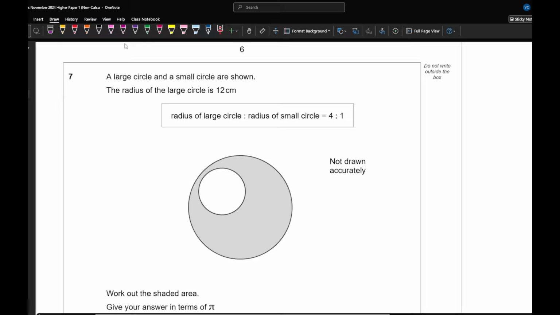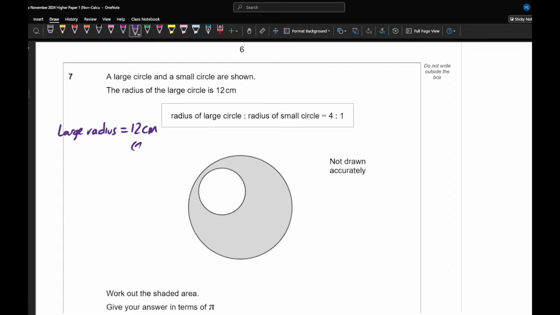Moving on to question 7, it says a large circle and a small circle are drawn. The radius of the large circle is 12 centimeters, and the ratio of the radius of the large circle to the radius of the small circle is 4:1. And the question is asking us to work out the shaded area, giving our answer in terms of pi. So if the large radius is 12 centimeters and that equals 4 parts, then the small radius, which is equal to 1 part of the ratio, we establish that 1 part is going to equal 3 centimeters. So the radius of the small circle is going to be 3 centimeters.